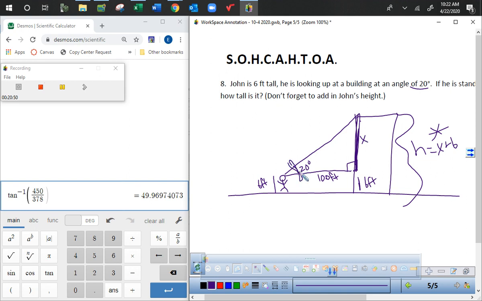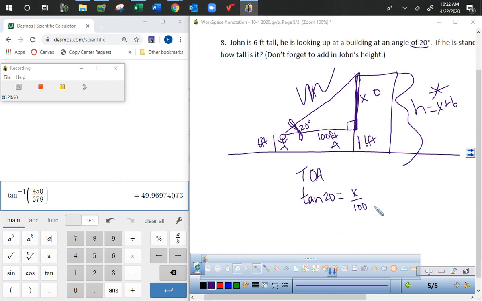We've got our angle here, so we can mark our sides: opposite, adjacent, hypotenuse. Remember, hypotenuse is blank, so we don't need it here. And then OA means TOA, or tangent. So tangent of my angle 20 equals O over A, which is x over 100. And then all we have to do, since x is in the fraction, is multiply by the denominator. x is by itself here, so we're good to just type in 100 times tangent 20.